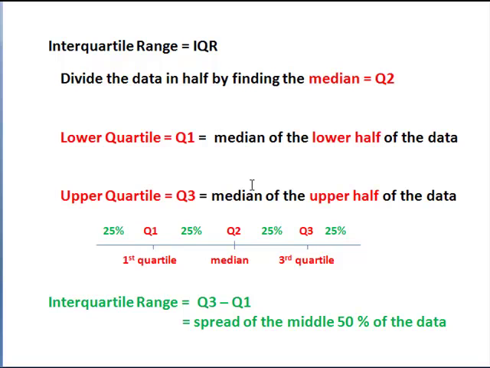So on the way to defining this better statistic to measure the spread of the data, we take a step back and think about how to provide a little bit better description of the data than simply quoting the median. The median cuts the data in half. 50% is on either side of the median. Well, let's go a step further. Let's cut each half in half again.